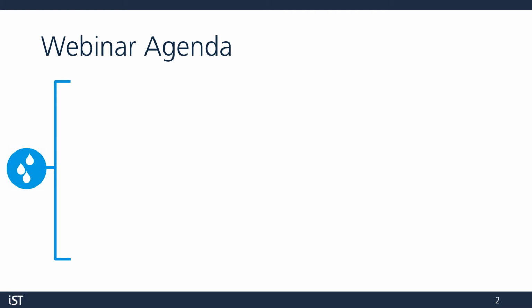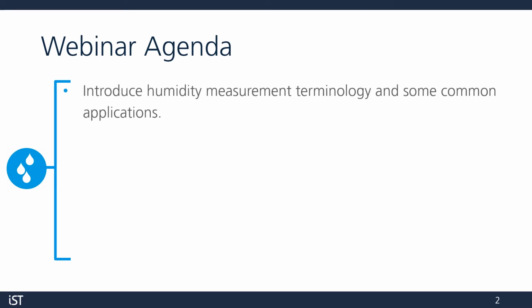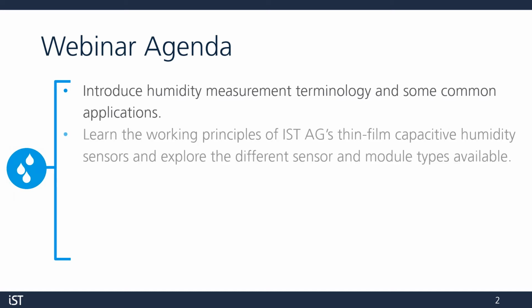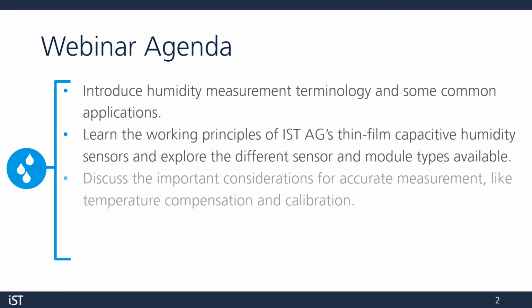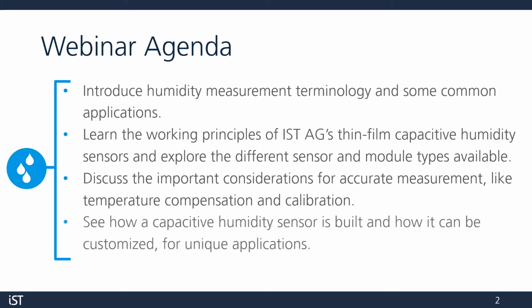Here's a quick overview of what we'll cover. First, we'll review some humidity measurement terminology. Next, we'll take a look at some sensor types, then learn how they work. We'll then discuss some important factors in humidity measurement, like temperature compensation and calibration. Finally, we'll look at the fabrication flow for the P14, IST AG's all-rounder for humidity sensing.